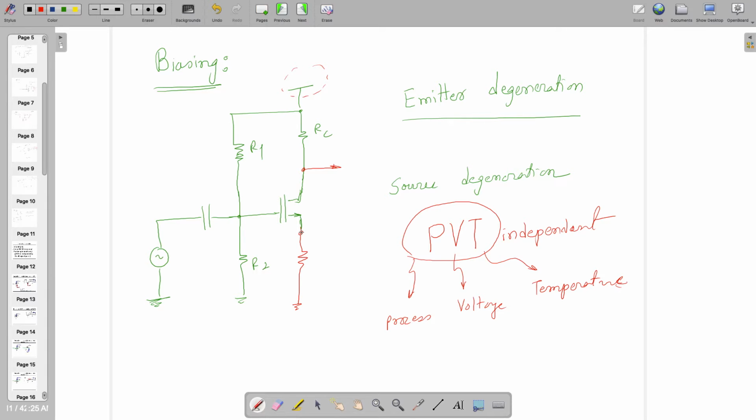Other than that, why are we adding this capacitor? What is the role of this capacitor? It's a coupling capacitor, but why are we adding this capacitor? Yeah, so at the source side, there is a 50 ohm resistance. So what is going to happen in that case?